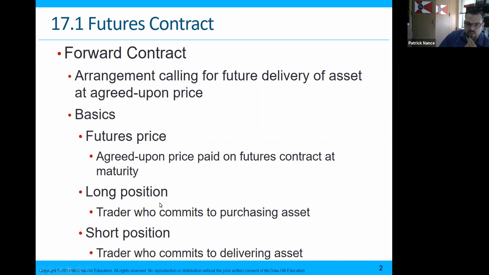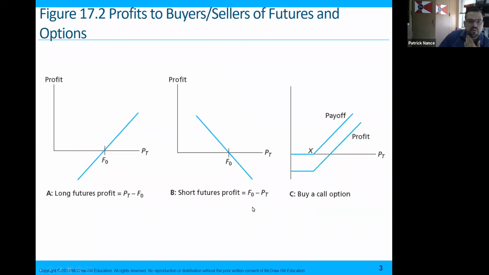A long position is a trader who commits to purchasing the asset, and the short position is the one who commits to delivering the asset. For long futures profit, F0 is where the price breaks even, so how much I'm making depends on whether or not the price actually reaches my agreed upon price. Short futures, you can see the profit is the opposite. If it does reach the price, then I'm losing money by selling it for that price.